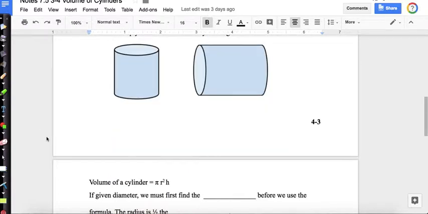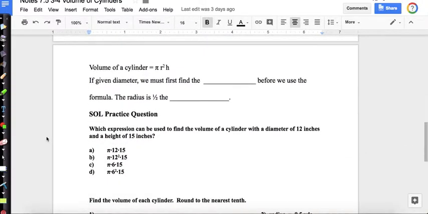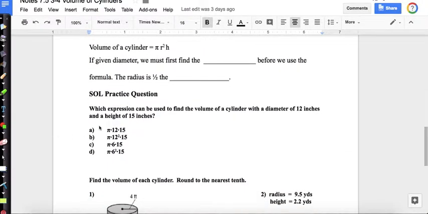And we have a computer glitch here. There we go. So volume of a cylinder, once again, there's the formula again. It's pi r squared times h. So if we're given the diameter, we must first find the radius before we use the formula.